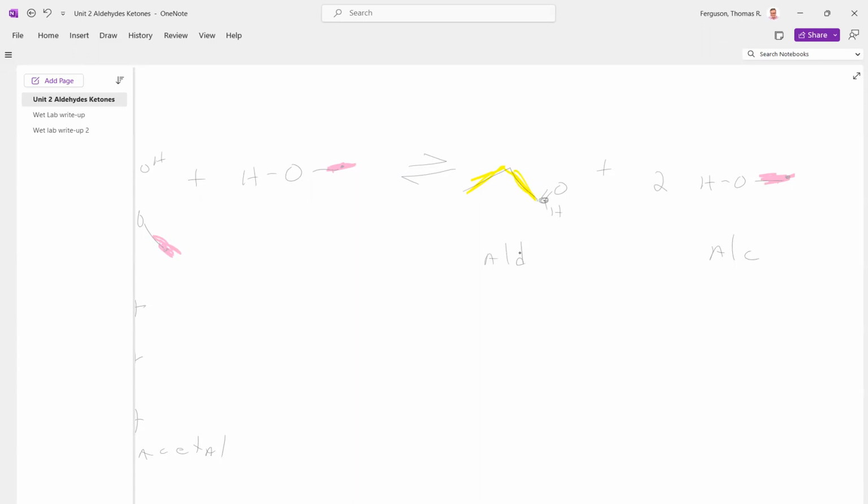So, do we have OCO here? No. So it's neither an acetal or ketal. It's just a plain old aldehyde. The anomeric carbon is here, attached to the double bonded oxygen.